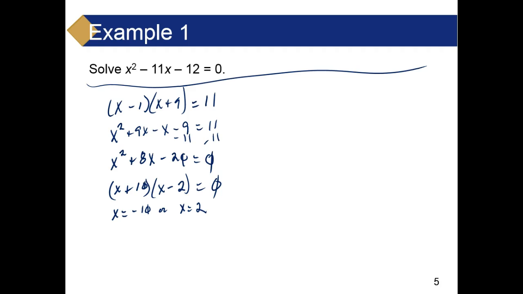What happens if we put a 2 in here? Two minus 1 is 1. 2 plus 9 is 11. 1 times 11 is 11. It worked. Fantastic. Any questions on that? The solution set, if you write it the way the book does, which is probably in the back of the book, this way: negative 10 and 2. All right, any questions on that?